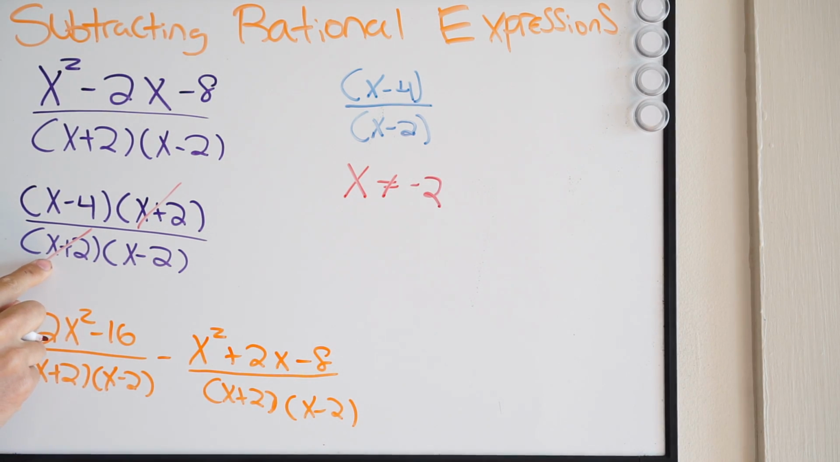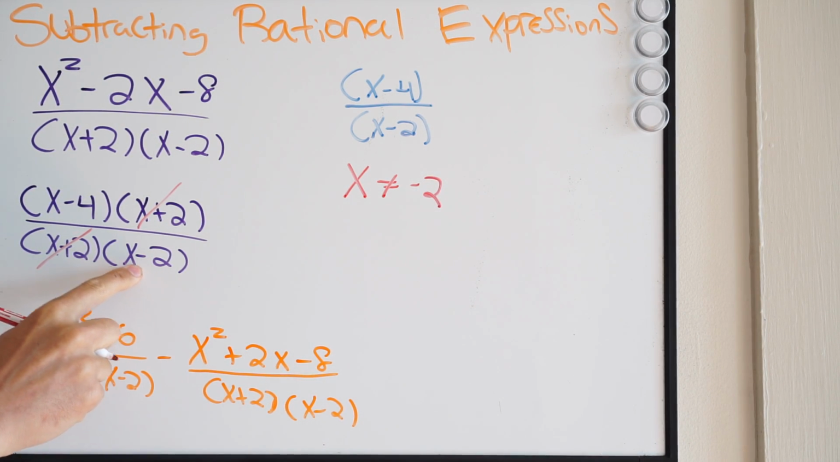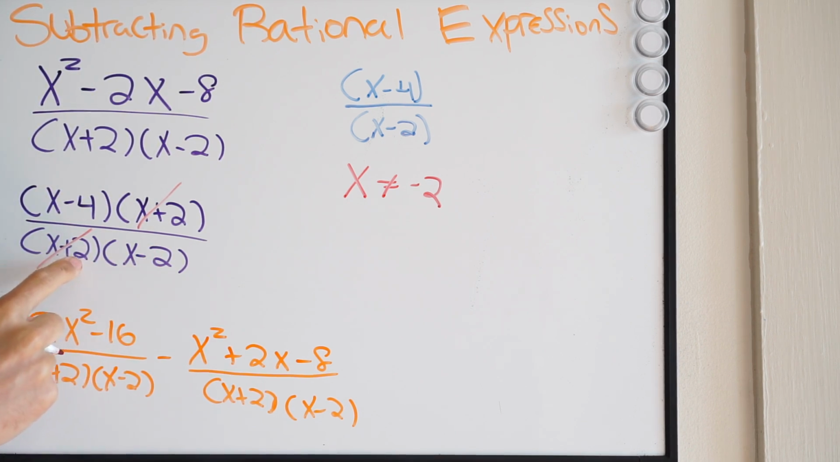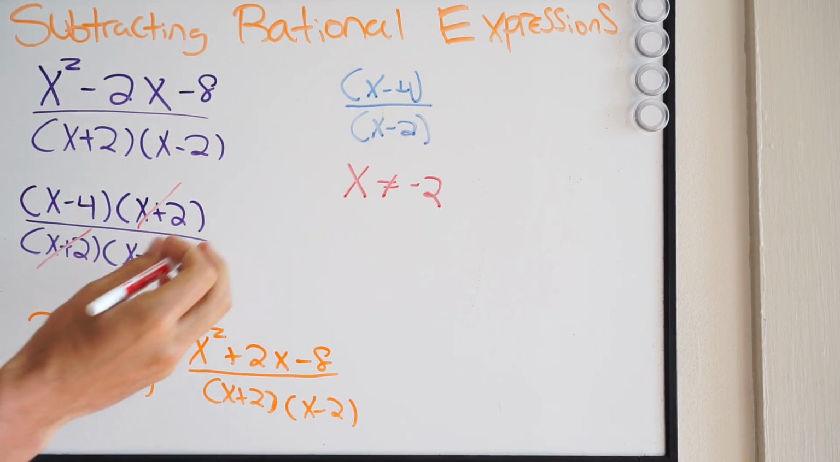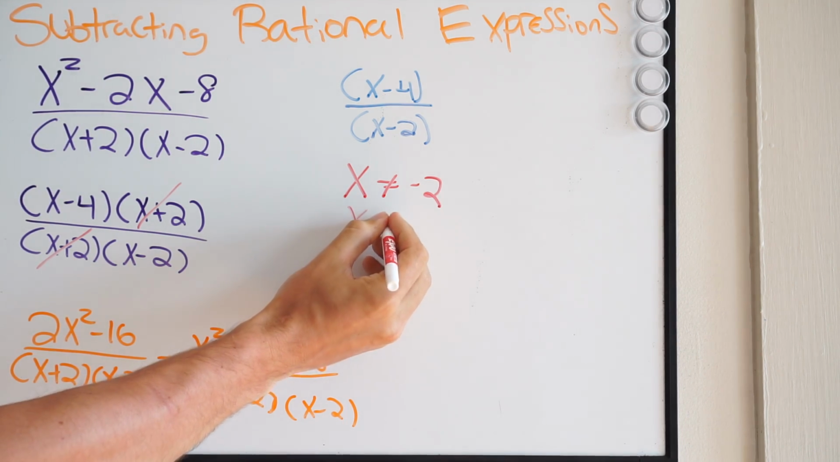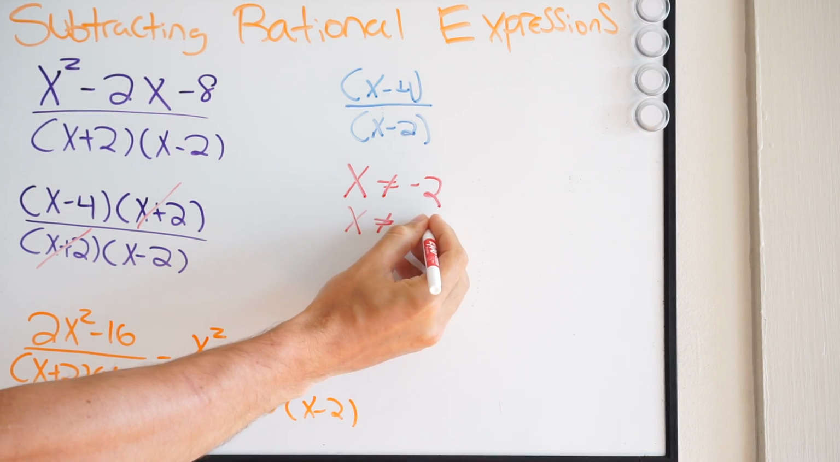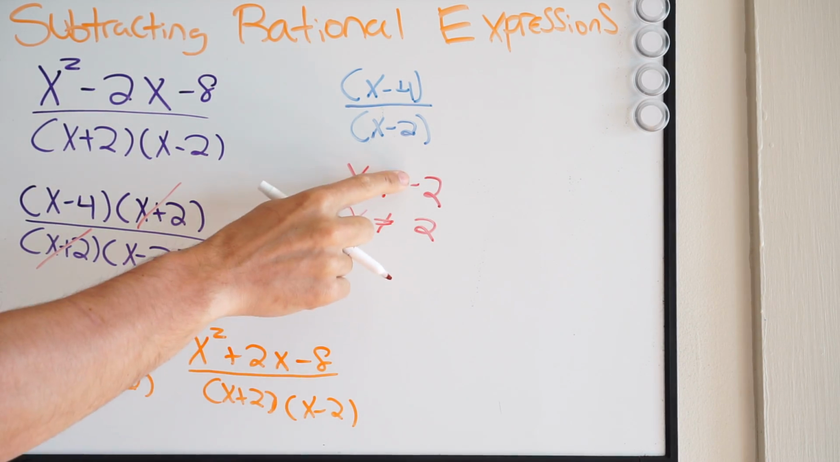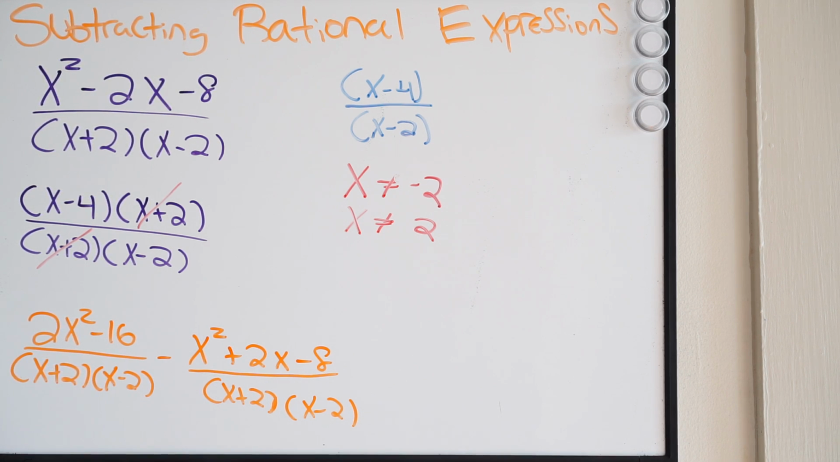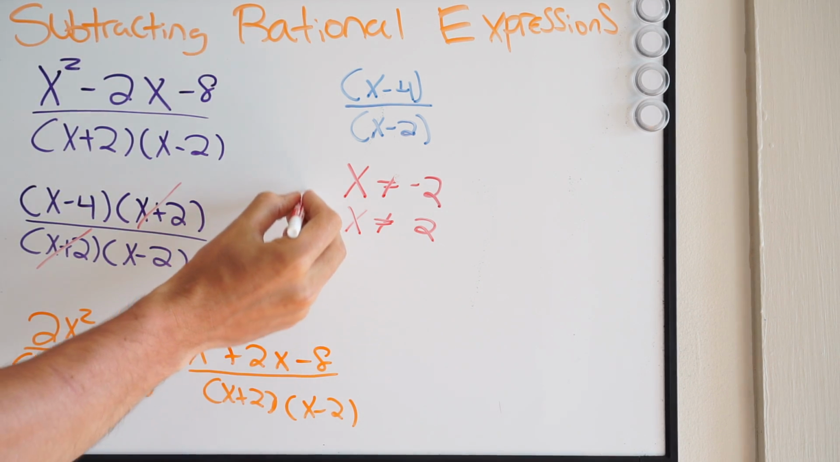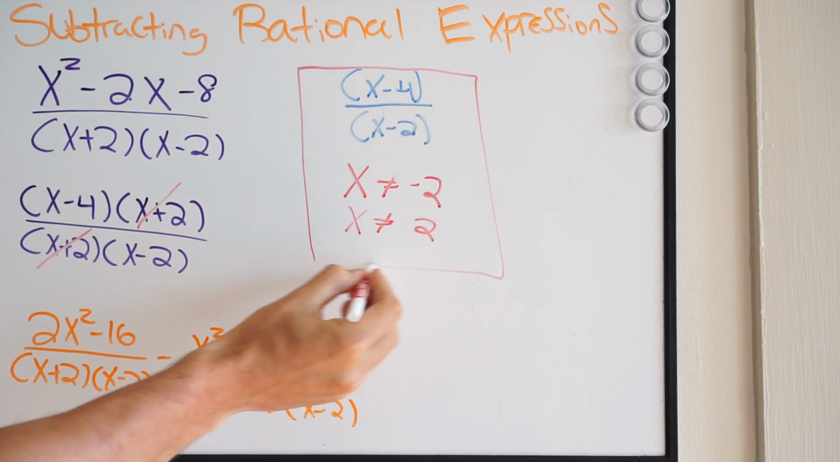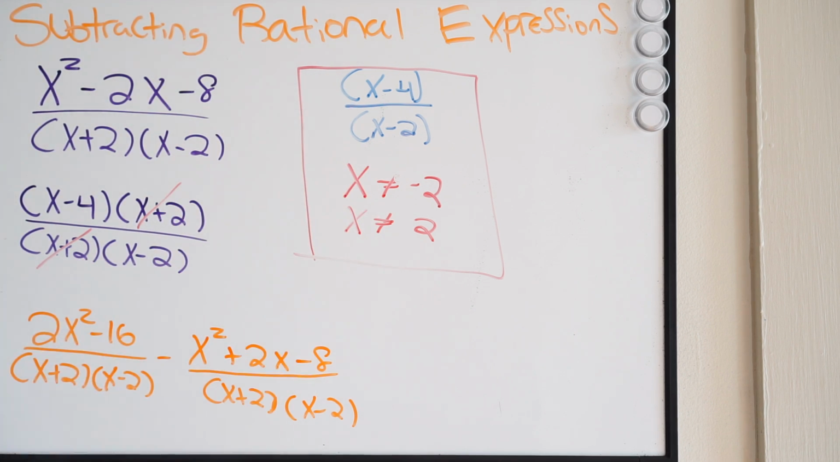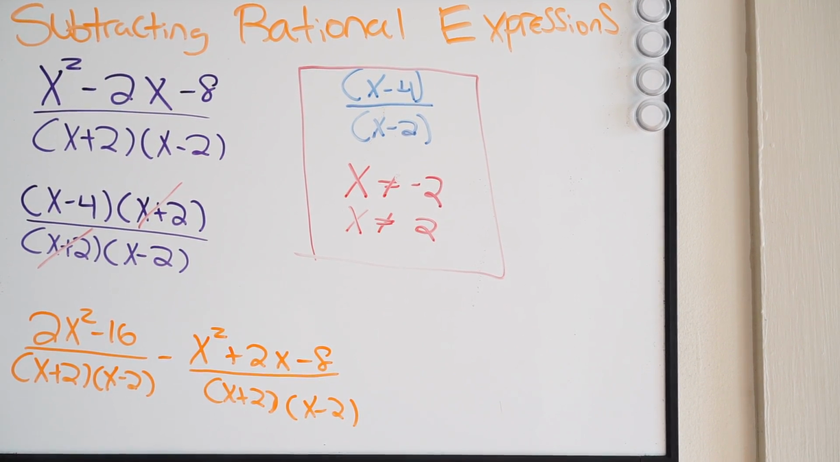Okay, now let's look at this factor on the bottom. What would I have to plug into x? Well, 2, right? 2 minus 2 is 0. Again, 0 times this would be 0, and we have division by 0. So x can also not equal 2, because at these values right here, it will be undefined. So this right here would be your final answer. Here it is simplified down, and here are the values for x that would make it undefined. And that is subtracting rational expressions.